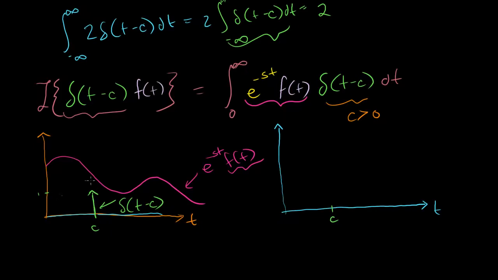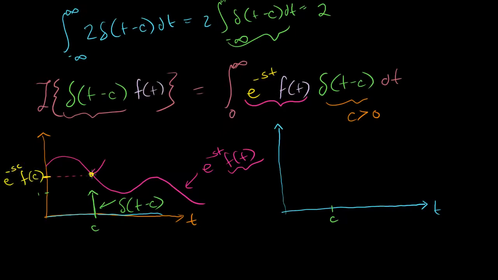At t equals c, what's the value of the function? Well, it's going to be the Dirac delta function times whatever height this is. This is going to be this point right here. This is going to be this function evaluated at c. So I'll mark it right here on the y-axis, or on the f of t axis, whatever you want to call it. This is going to be e to the minus sc times f of c. All I'm doing is evaluating this function at c. So that's the point right there.